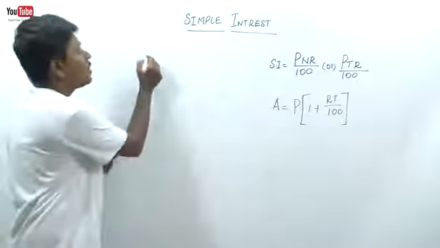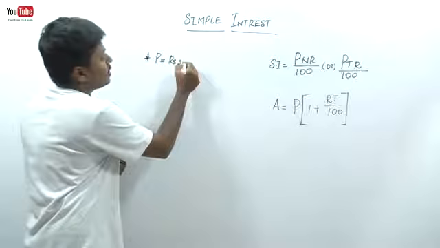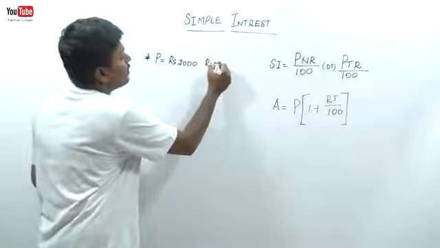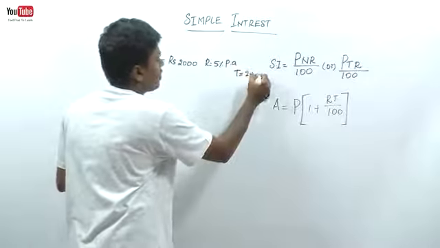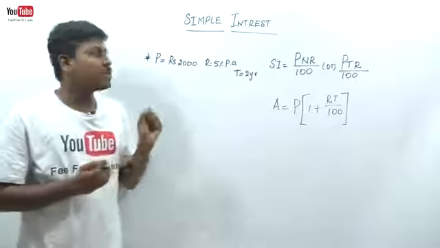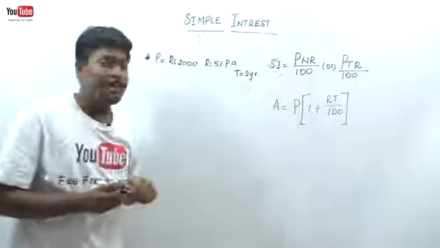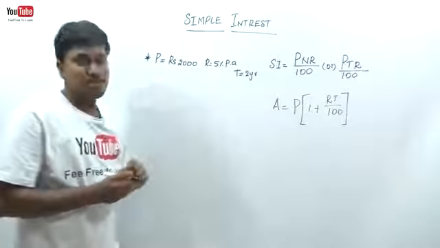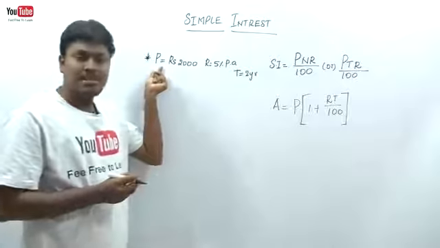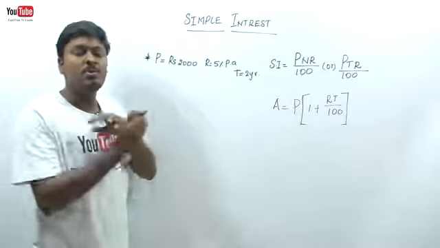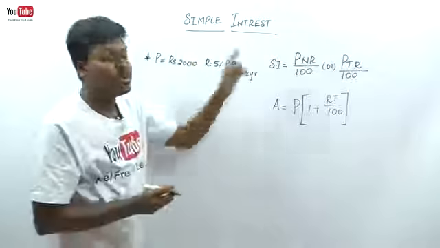Friends, condition number 1. For example, principal is given as rupees 2000, rate of interest is 5% per annum and time duration is 2 years. I am just going to substitute the values in this formula. P determines principal. Here the principal is given as rupees 2000. So whatever the question, don't worry about the value of P. The value which they have given, directly substitute in P.